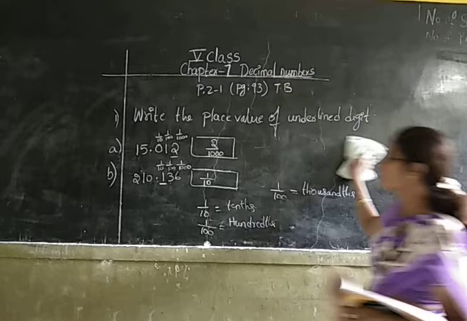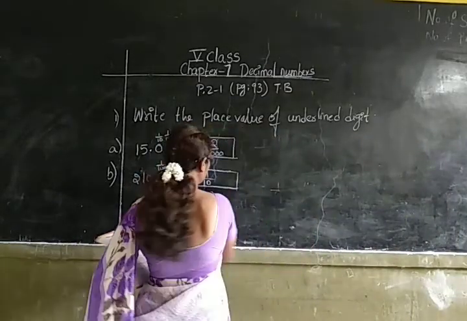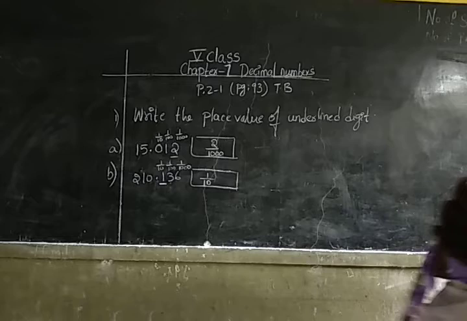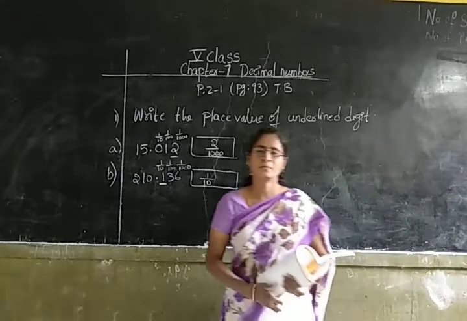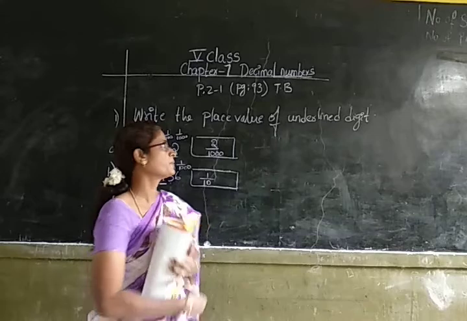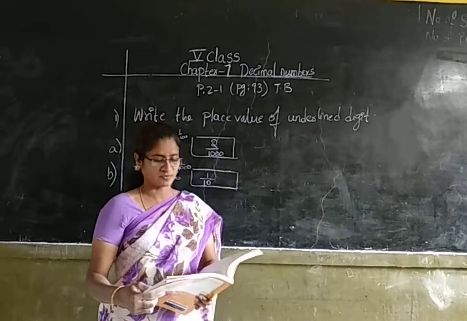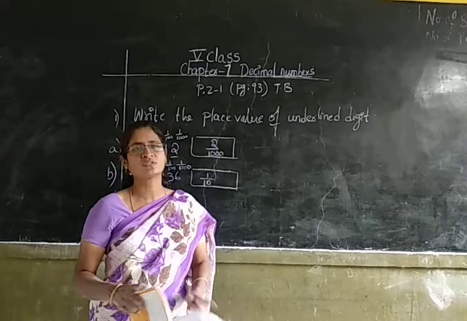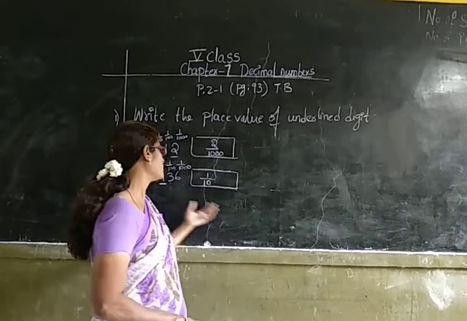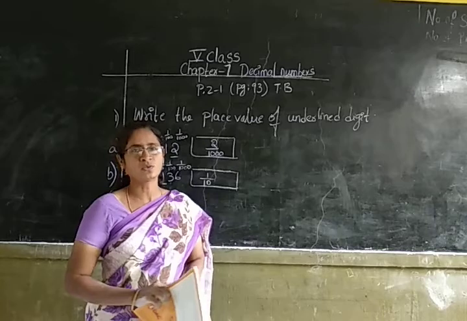Did you understand, children, how to write down the place value? I have done the A and B sums. You do the C and D sums for homework. What you have to do is simply write down the place values for the underlined digits. I have done 2 sums. You do the other 2 sums for homework.